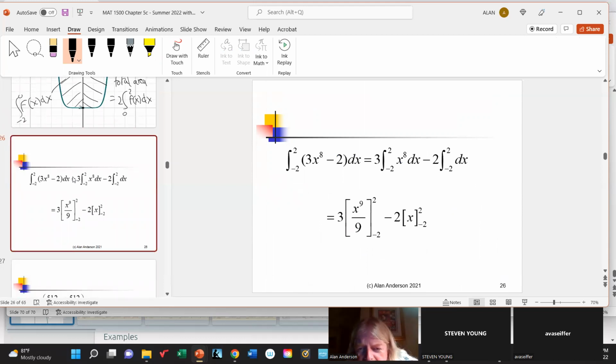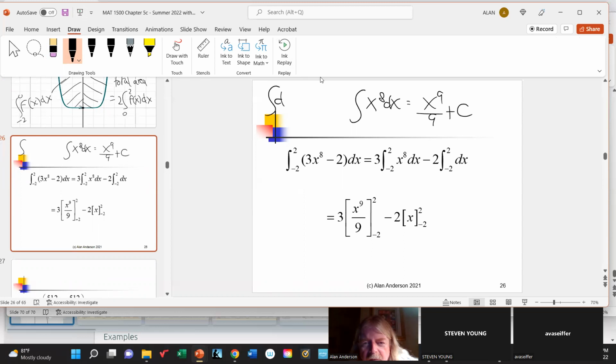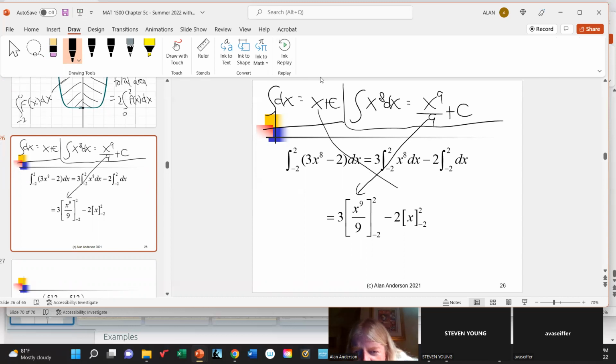Okay, so we can easily break this up into two separate integrals. We'll rewrite this as 3 times the integral of x to the 8 dx minus 2 dx. Now, of course, recall that by the power rule, this is going to give us... and again, by the power rule, this will simply give us x plus c. All right, so you can see we've done exactly that, but we have to evaluate them now from -2 to 2.